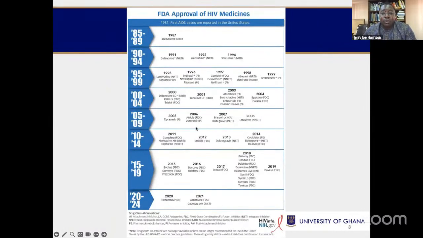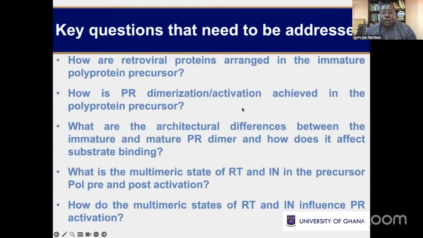Again, like I mentioned, almost close to 30 drugs for HIV, all of them target the mature enzymes. And so we thought that, well, if there is any possibility that these immature enzymes are ordered in some way, we could use them for developing new therapeutics. And so in the field, there are very critical questions that we needed to answer, some of which we still don't have answers to. And that is, for example, how are retroviral proteins arranged when they are in the immature precursor?